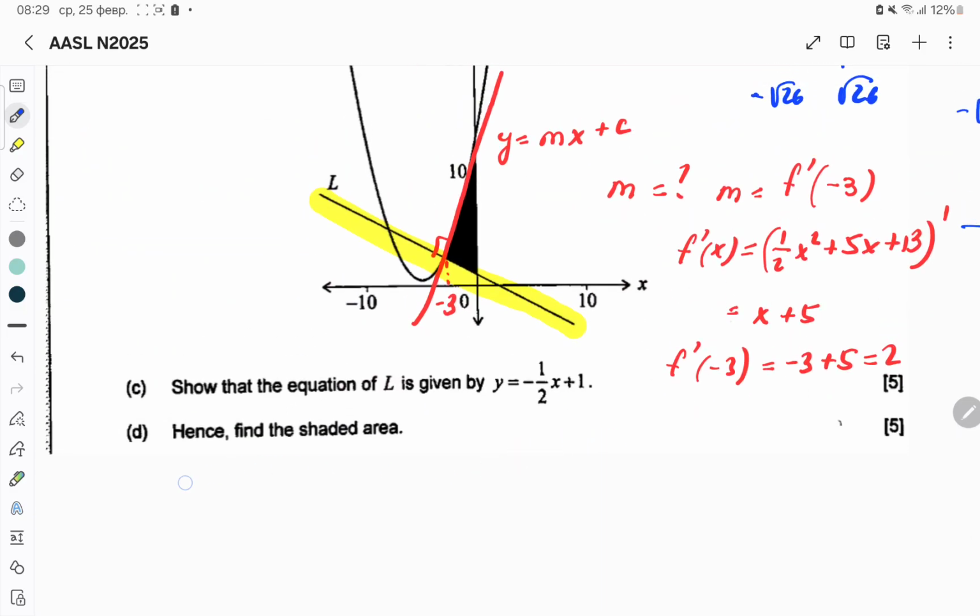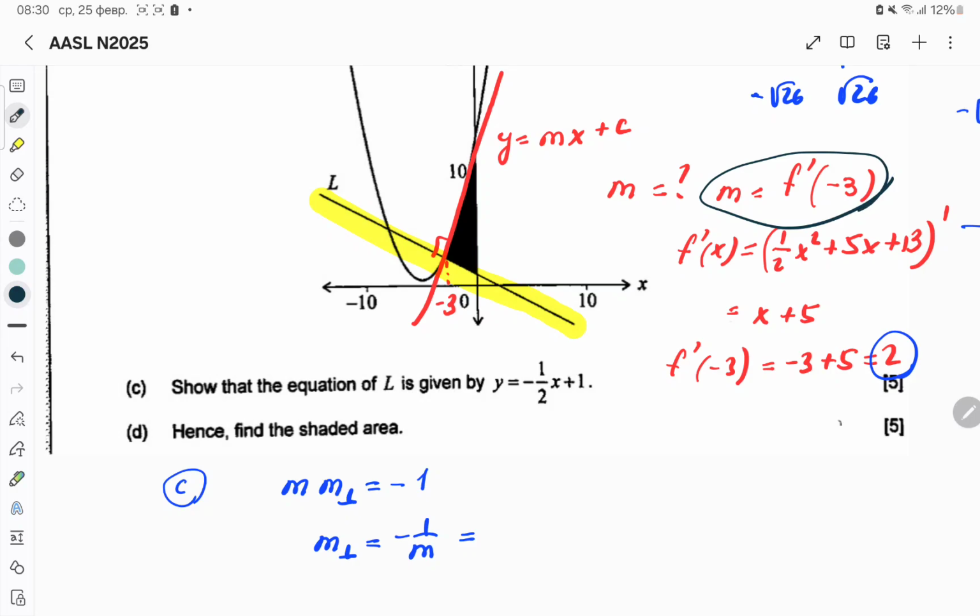M, so this is part C still, yeah? M times M perpendicular is equal to -1. So it means that M perpendicular is equal to -1/m, and our M is 2 now. So that's why it's -1/2. Okay, so it means that the equation of the yellow line now looks like y is equal to -1/2x plus c.